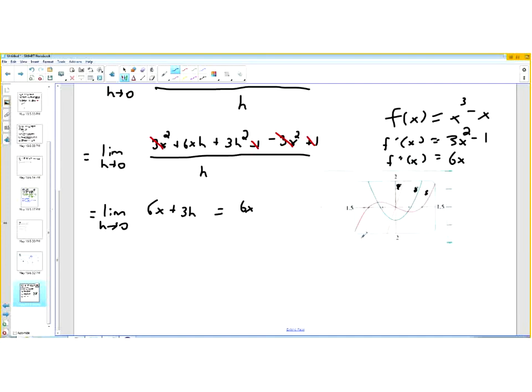What else? Okay, check the notes here. Is there anything else? Oh, okay.